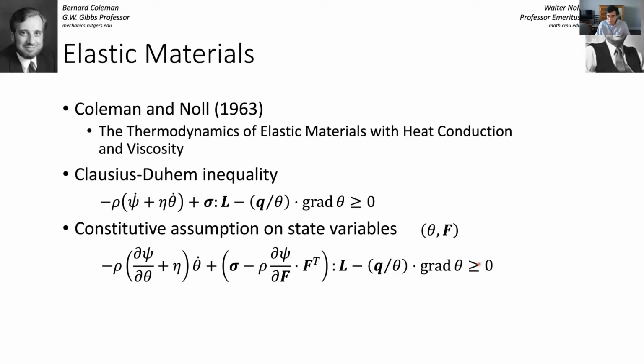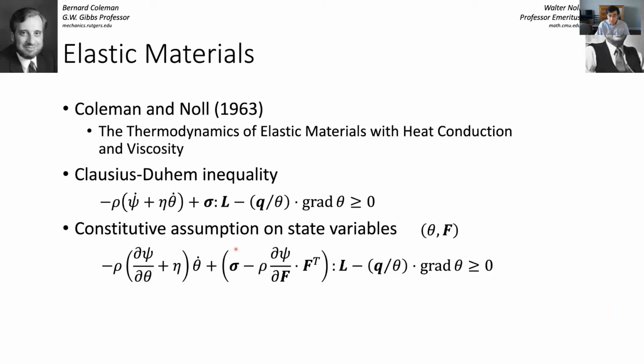How could this inequality be valid for arbitrary variations in theta dot, in L, and the gradient of theta? So the answer is, let's look at this first term. This term here in the parenthesis does not depend on theta dot. So if theta dot is positive or theta dot is negative, there's no way to guarantee that this term will be positive unless this term is equal to 0. You see, that's the only way you can satisfy the second law. So then you say that the entropy is the negative of partial psi, partial theta.